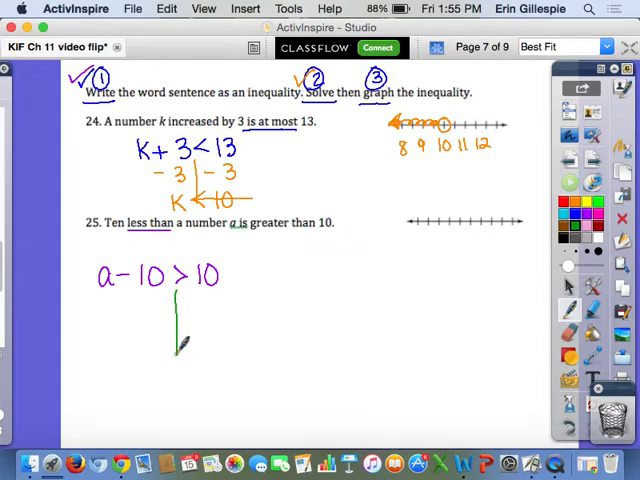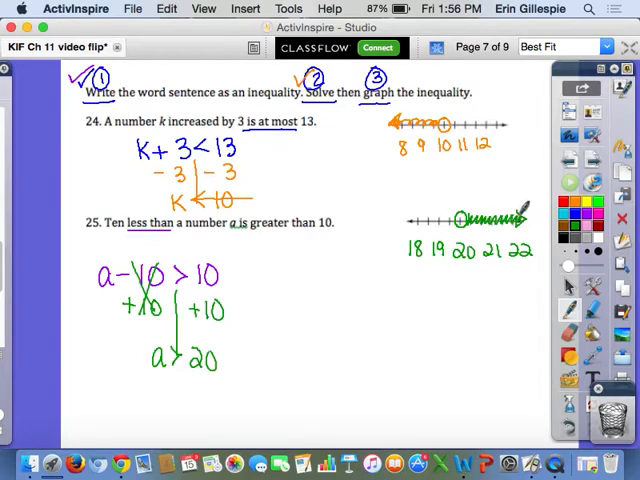So opposite operations, the opposite of subtracting 10 would be to add 10. So that means I'm going to get a is greater than, and 10 plus 10 is 20. So put 20 in the middle. Put some numbers to either side. Decide on your dot. That's just greater than, so I want an open dot on 20. And it's a is greater than 20. So I want to shade where the numbers are greater than 20. If you use the trick, it's like that's pointing to the right.